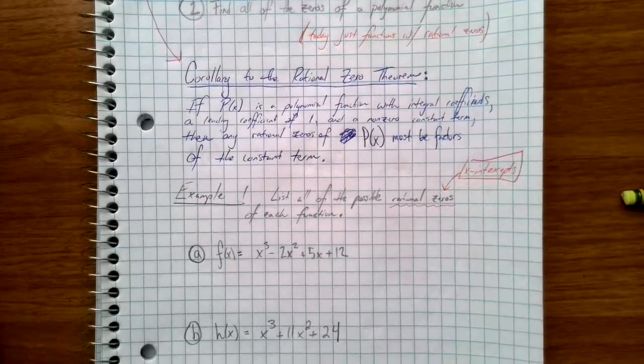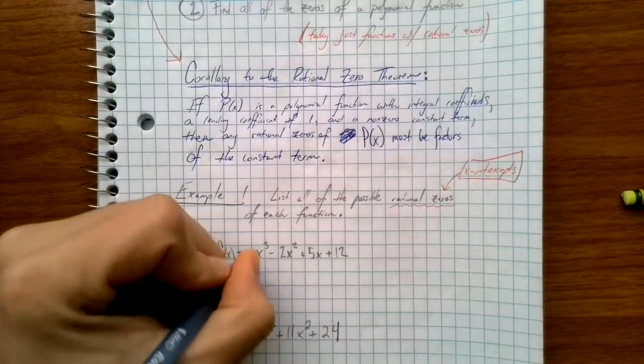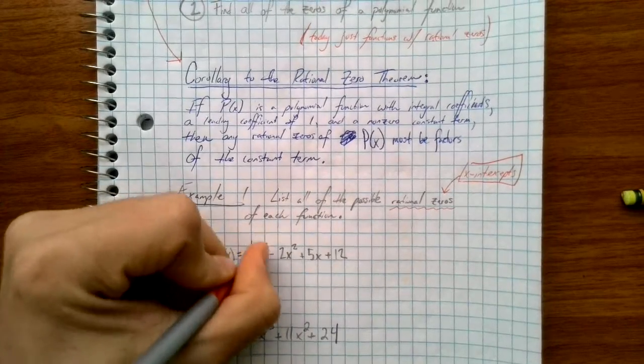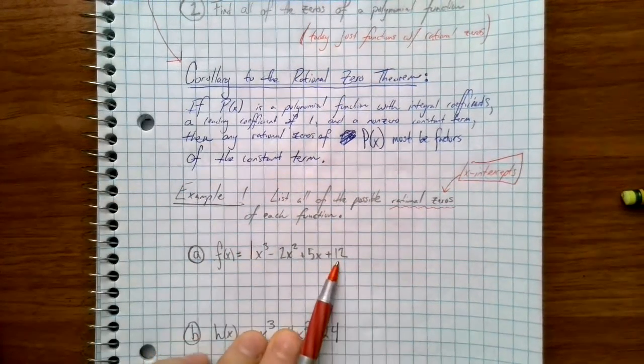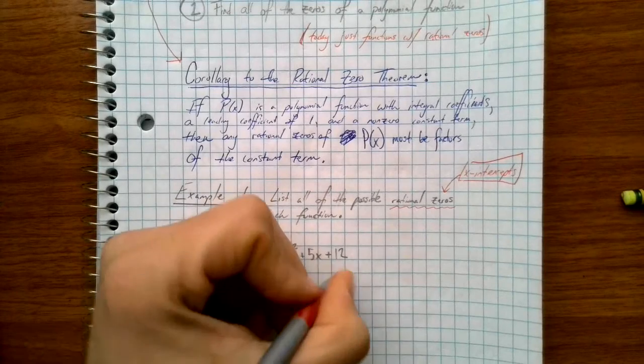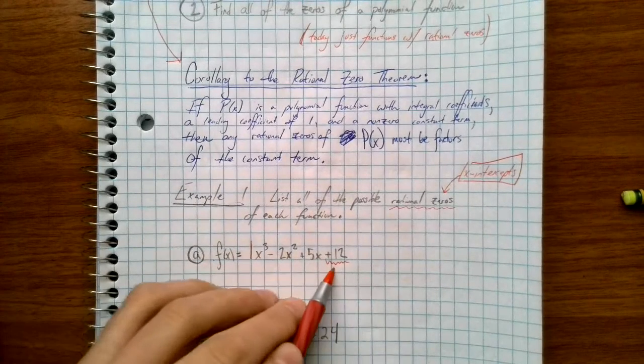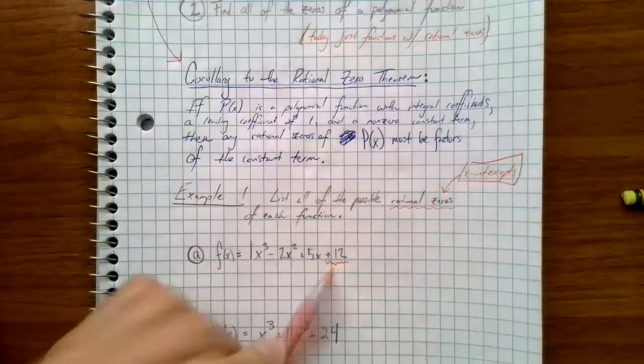All right. So essentially, what that says is that if you have a function where its leading coefficient is 1 and the constant term is non-zero, any rational zero has to be a factor of the constant term. And so all we're going to do here is list the possible rational zeros of this function. The way we're going to do that is by listing the possible factors of our constant term.